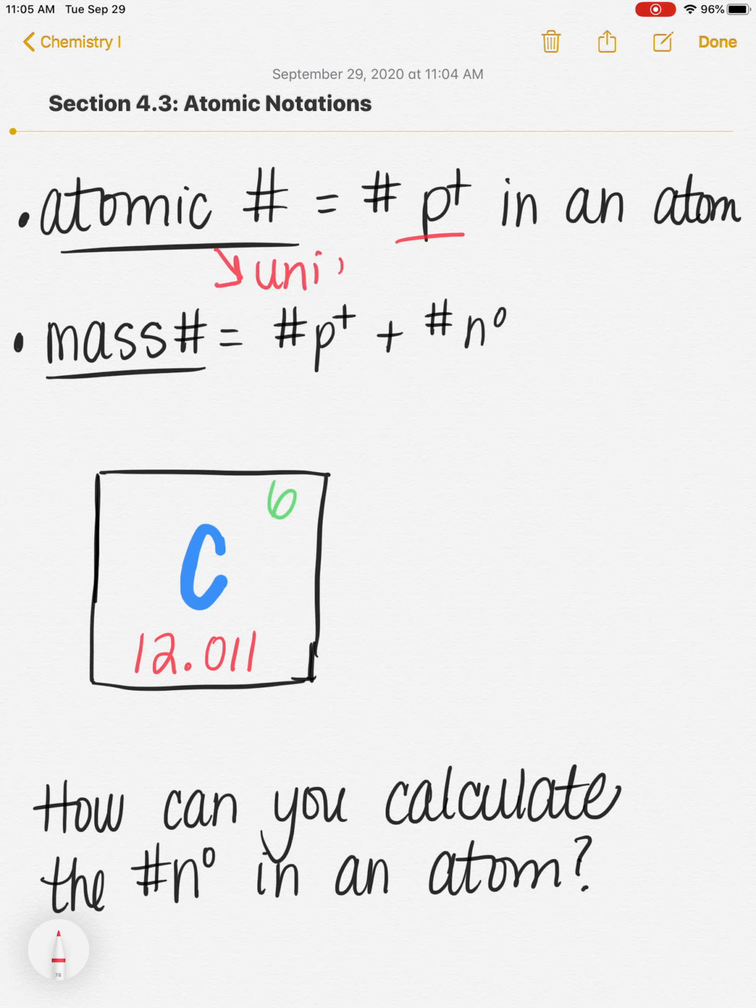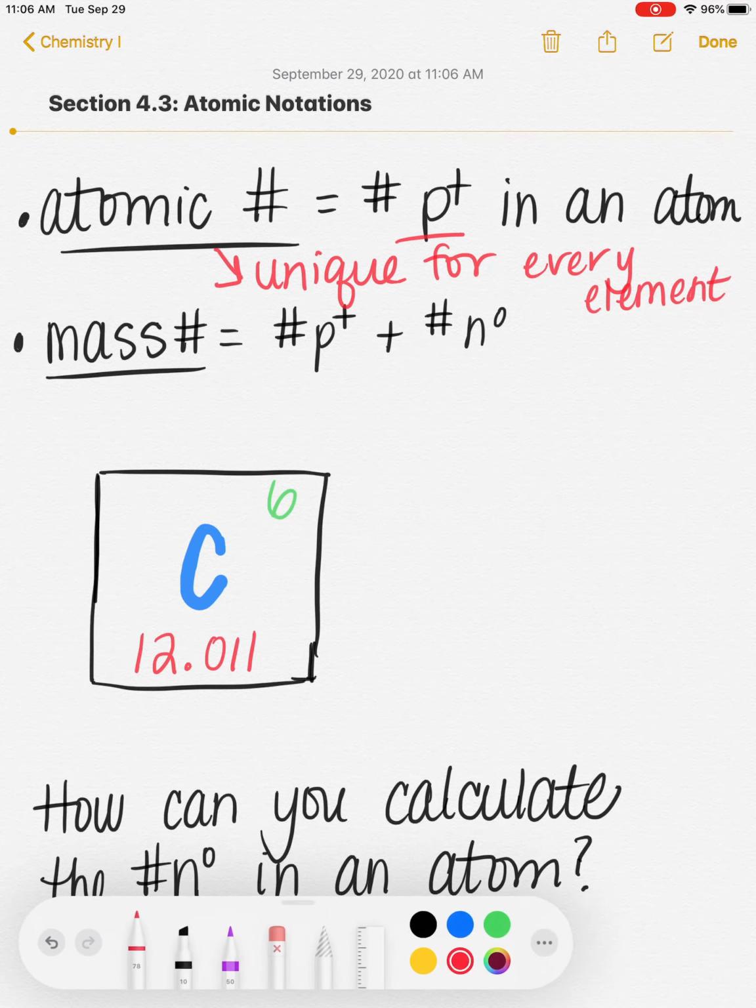The atomic number is incredibly important because it's unique for every element. That means that no two elements can have the same atomic number. It's like the DNA or fingerprints of an element. If you know that an element has an atomic number of 7, you can go to the periodic table and look for the element that has a 7 at the top of its box, and that would be for nitrogen.